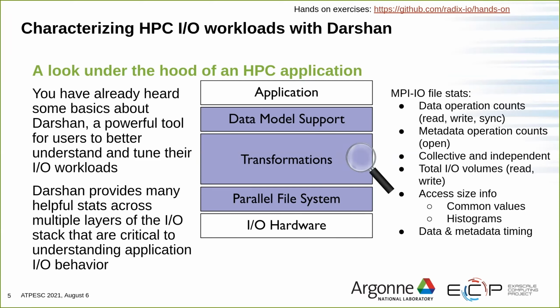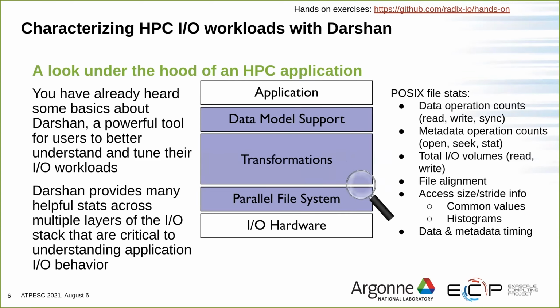Also, total IO volumes, obviously, so total amount of bytes read or written to a file in this case, as opposed to data sets for HDF5. And then more access size information. So not only the most commonly used access sizes for an application, but also a histogram, which I showed this morning, showing you the complete distribution of access sizes issued. And then there's more data and metadata timing.